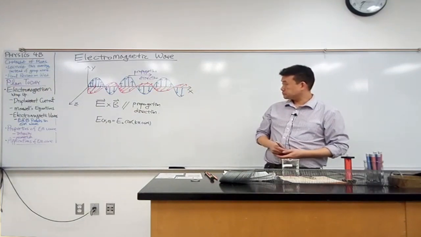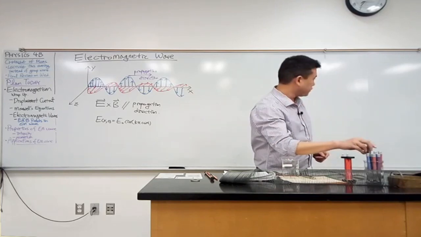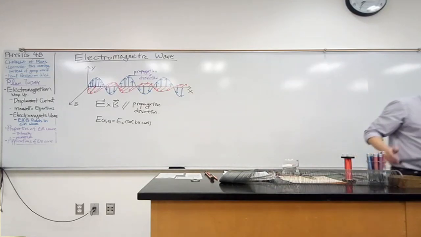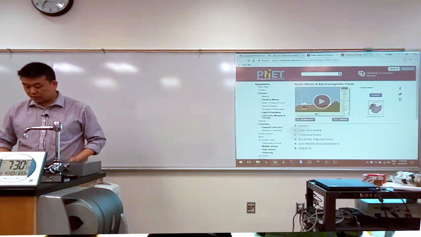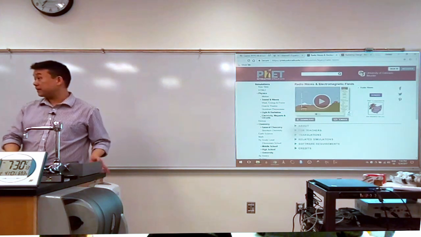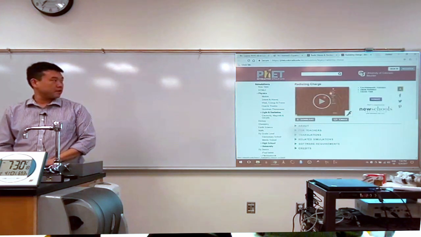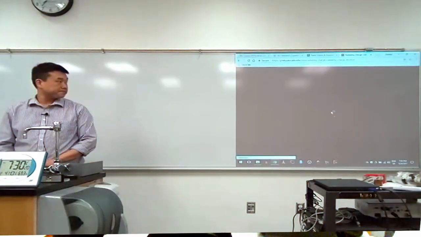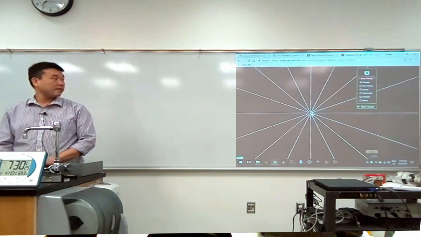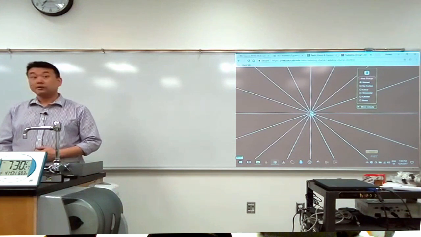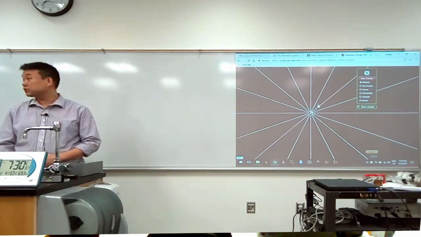So let's see. What should I look at? Let me first show you this simulation. This is a simulation of radiating charge, or simulation of how an electromagnetic wave is generated. So it's a PhET simulation you can find, radiating charge. So what it simulates is simple. When you have a charge, what does the electric field around it look like? A single stationary charge, you have a radially outgoing field.